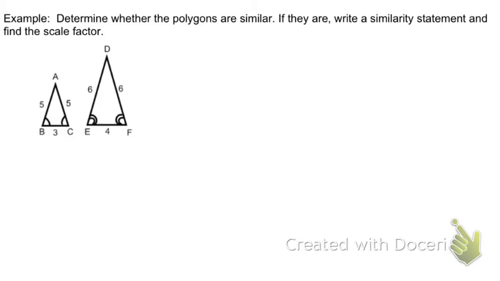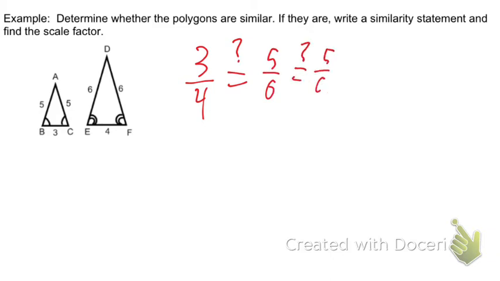That's 3 over 4. The corresponding angles aren't congruent, but also, if we compare corresponding sides, 3 over 4, is that the same thing as 5 over 6? Or again as 5 over 6? No, they're not the same, so these are not similar.